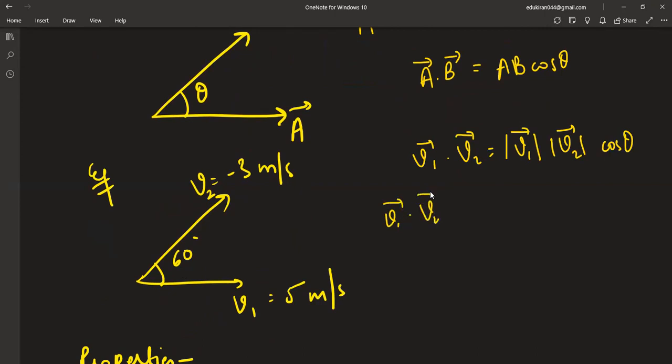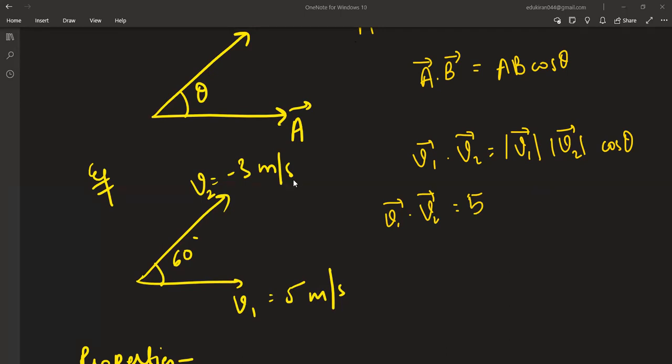So V1 dot V2, see, the magnitude of V1. What is the magnitude of V1 from here? This is V1, 5 meter per second. Just 5, yes. Meter per second is the unit, V1 is the physical quantity. So just 5. Very good, Yasir and Sarah. So this is 5. What is the magnitude of V2, class? Not -3. Yes, Yasir, it's just 3.